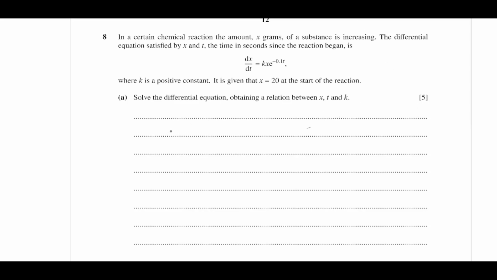Okay, so we have to solve this. Now dx divided by dt is given as k x e raised to minus 0.1 t. Okay, now this is the relation. What we do, we rewrite this equation as: I will bring x towards the x side, so it is 1 upon x dx equals k e raised to minus 0.1 t into dt.